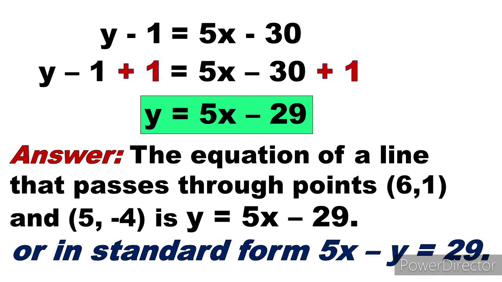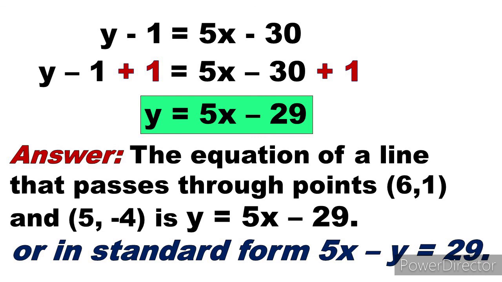Okay, para matanggal ang negative 1, ang gagawin natin is mag-a-add tayo ng positive 1 sa left and right side ng equation. So now we have y minus 1 plus 1 equals 5x minus 30 plus 1. Then simplify. Negative 1 plus 1 is 0. Negative 30 plus 1 is negative 29. Therefore, now we have y equals 5x minus 29.